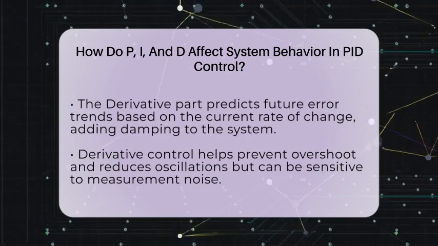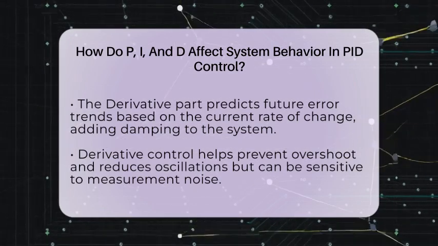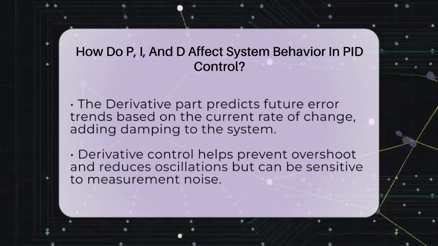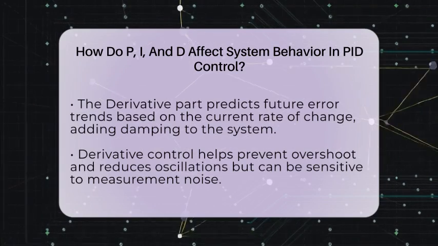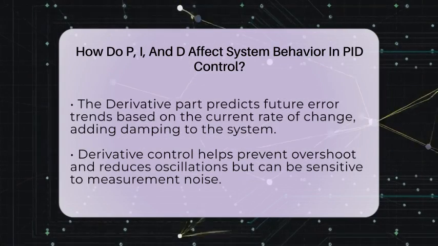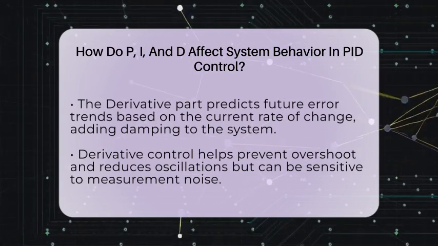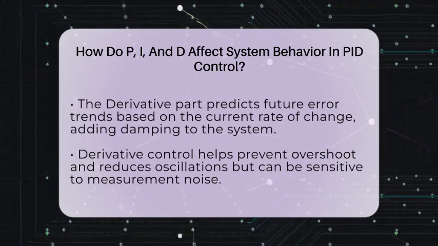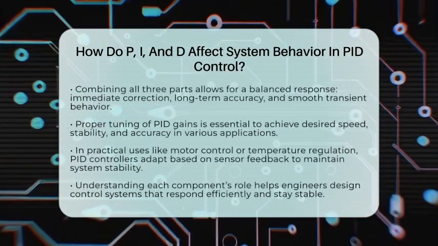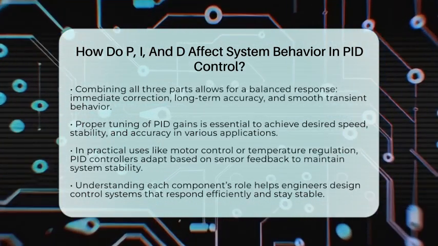Putting it all together, the proportional, integral, and derivative parts work as a team. The proportional part responds immediately to errors, the integral corrects long-term offsets, and the derivative predicts future errors to smooth the response. Tuning these three gains involves balancing how fast the system reacts, how stable it stays, and how accurately it reaches the target. For example, if you want a quick response with no steady error, you might use a combination of proportional and integral. If the system tends to oscillate, adding derivative control can help dampen those swings.